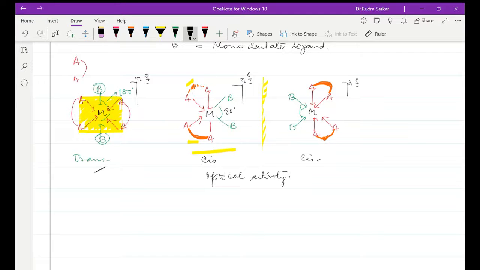Okay, so what we know now is that if we call this 1, this 2, and this 3, then 1 in relation with 2 is showing geometrical isomerism, 1 in relation with 3 is showing geometrical isomerism, but when we consider 2 and 3, they are showing optical isomerism.